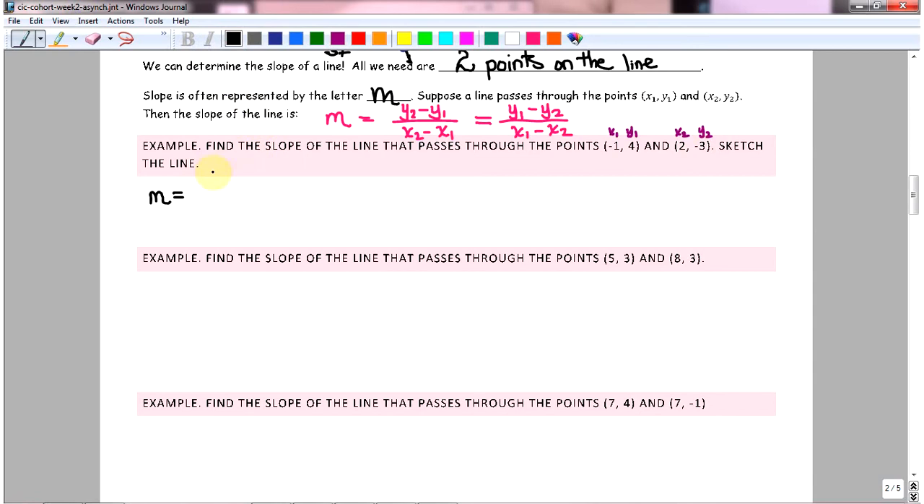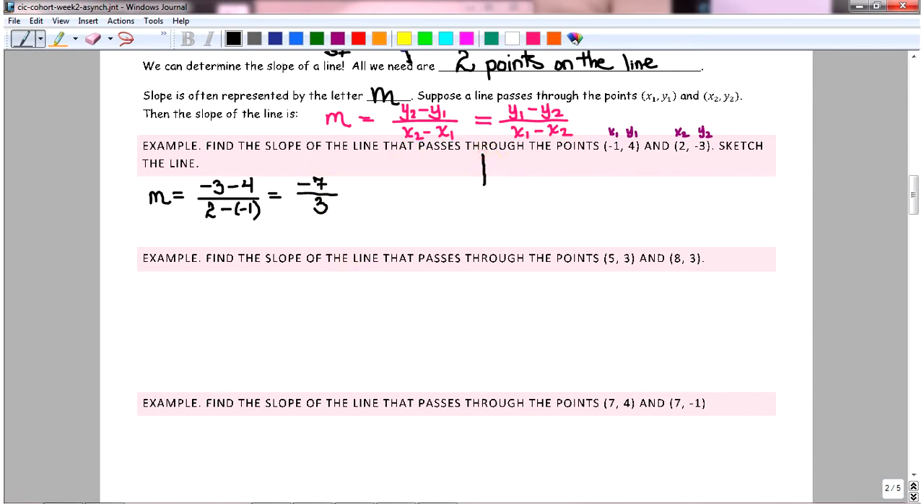So when we find our slope, we're going to start with -3 minus 4, divided by... then we're going to start with that same point on the bottom. So we'll have 2 minus, well, since my x1 is negative, that means I have to do minus a -1. So in the top, we end up with a -7, divided by 2 minus a negative, which means 2 plus 1, or 3. So I have a slope of -7/3.